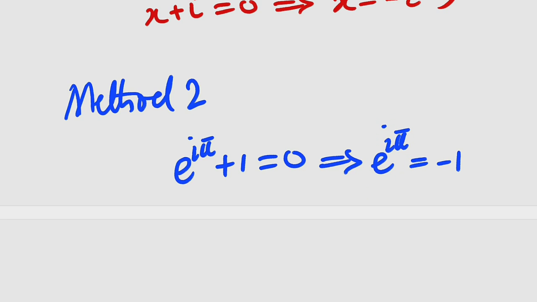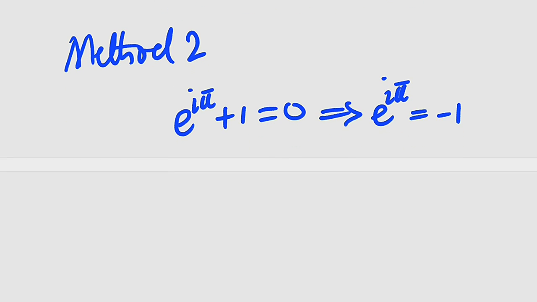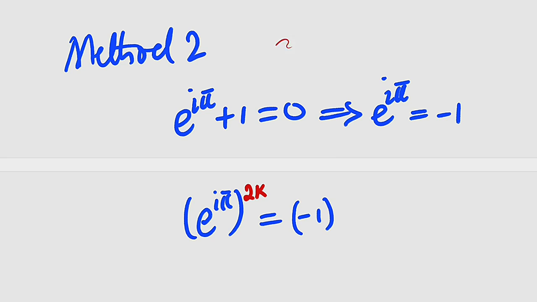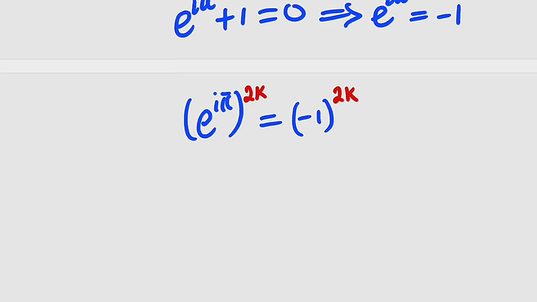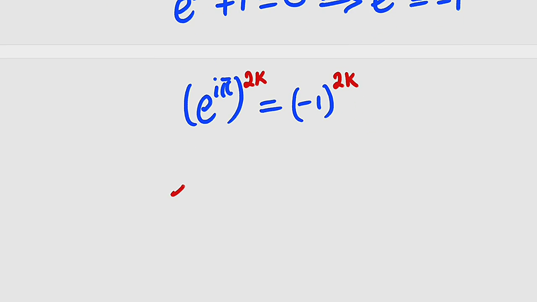An even number is defined by what? 2n, for which n is just a positive integer. Therefore, we can say that (e to the i pi) raised to the power of 2k is equal to negative 1 raised to the power of the same 2k, for which this is just an even number, which is going to transform this into a positive number. So this can be expanded as e to the 2i pi k equals 1.